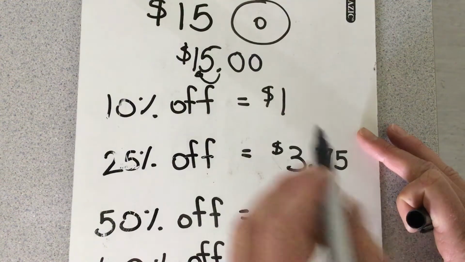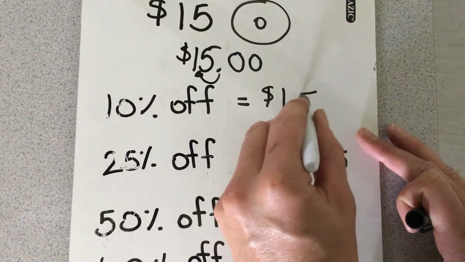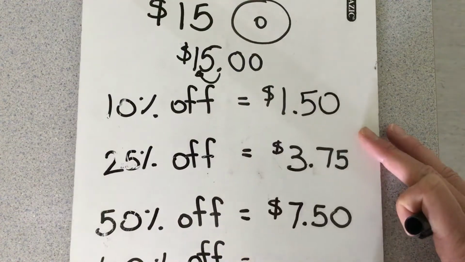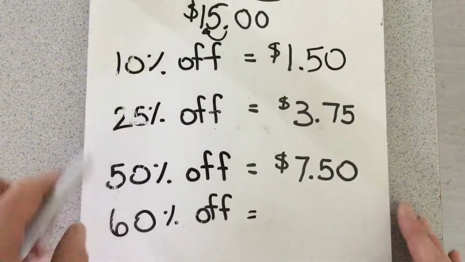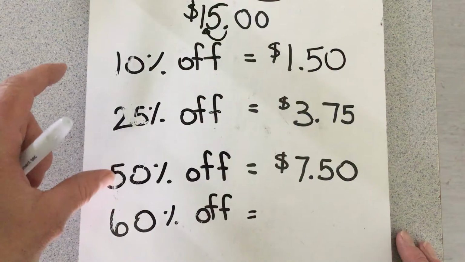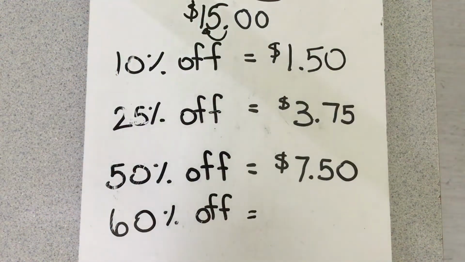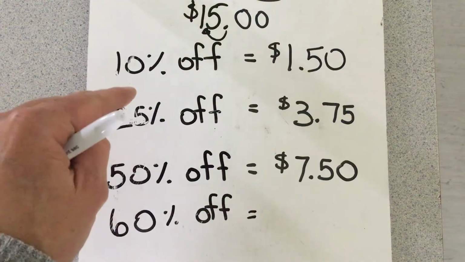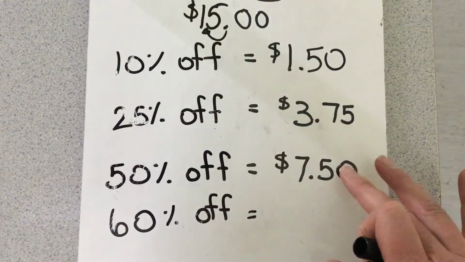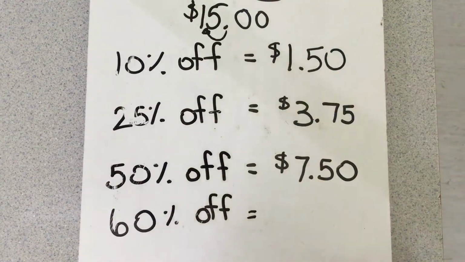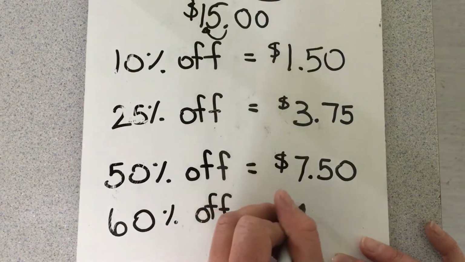Part 2, because, like I said, my video cut out. So there's $1.50. Now that's my 10% off, $1.50. Now to find 60% off, all I'm going to do is combine my 50% and my 10%, and that's going to give me 60% off, because 50% plus 10% is 60%. So that means this plus this must equal that, and that is $9.